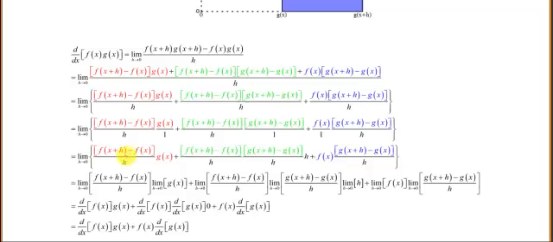And now I'll start to take the limits. I can take the limits term by term. And remember then the limit of the product is the product of the limits. So I'll end up with this limit of f of x plus h minus f of x over h times the limit of g of x.